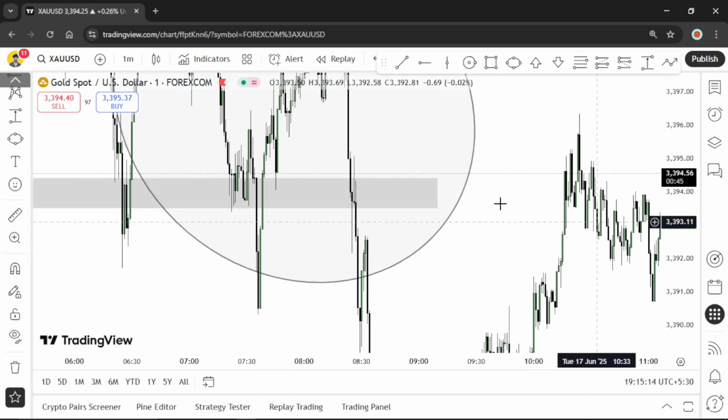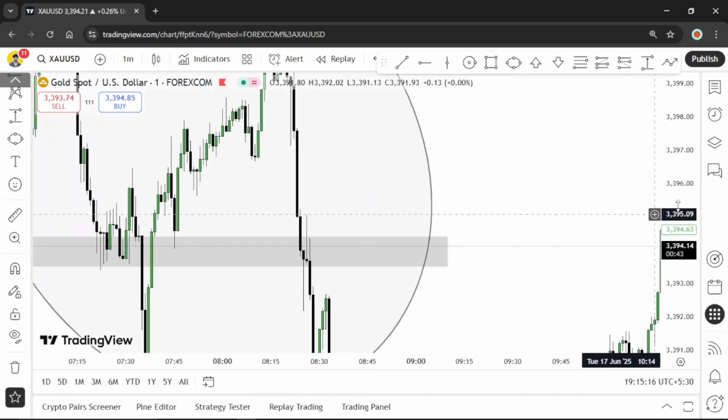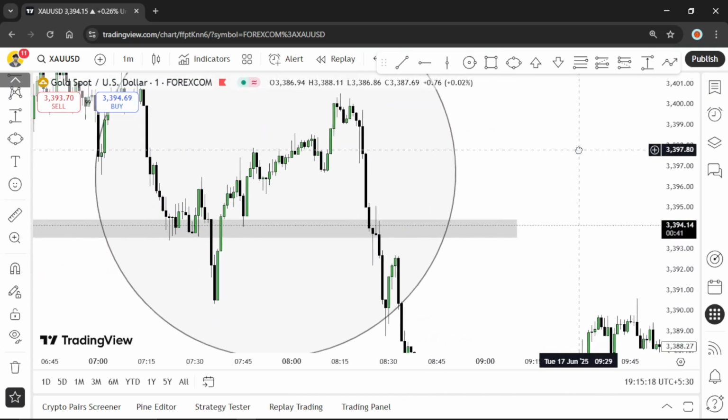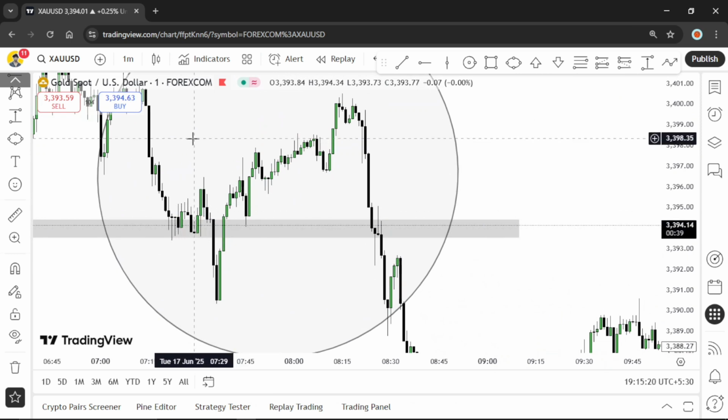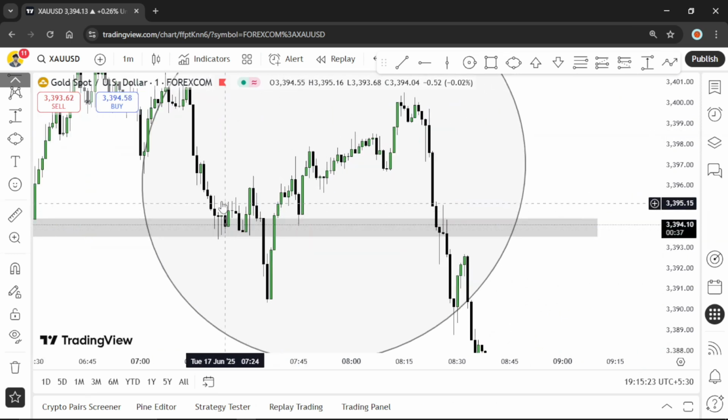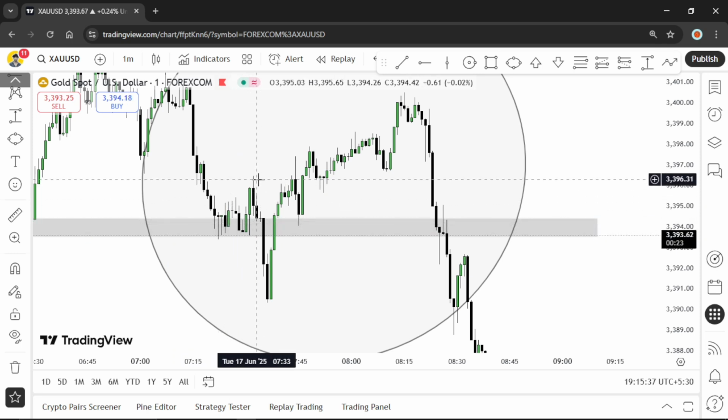Look at these areas. When the institutional players came to play, we can see huge movements. First, they are consolidating in this area. The market is consolidating, showing indecision. We can see so many indecision candles. Indecision candles are large wick candles. After that, the market shows a huge rejection, a huge downside movement.